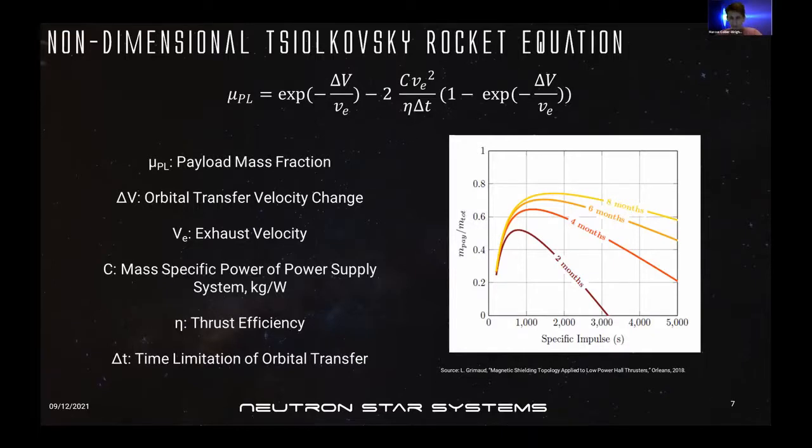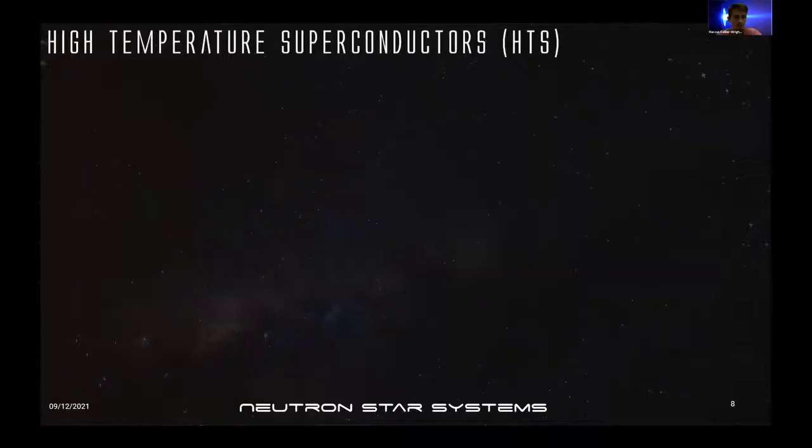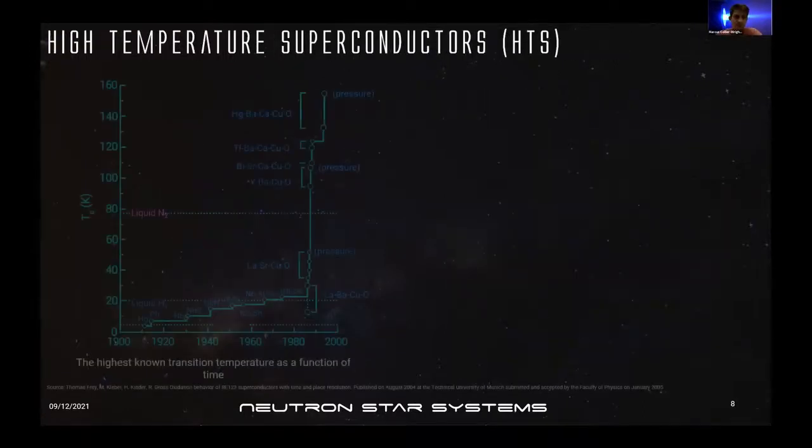So this is a little bit of the background of what we're starting to look at. The important parameters here are the mass-specific power of the power supply system. If we can reduce this and make the power supply more mass efficient, then we can start to access higher payload mass fractions. This is where high temperature superconductors come in.